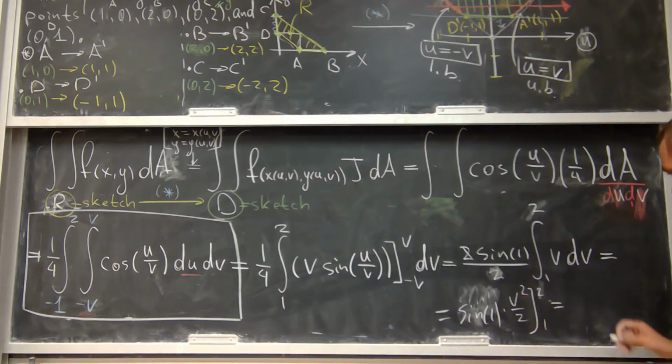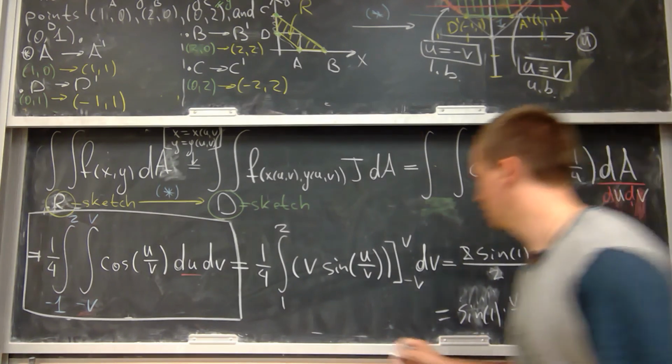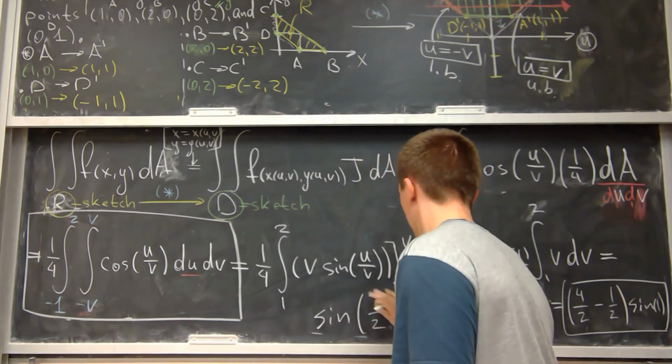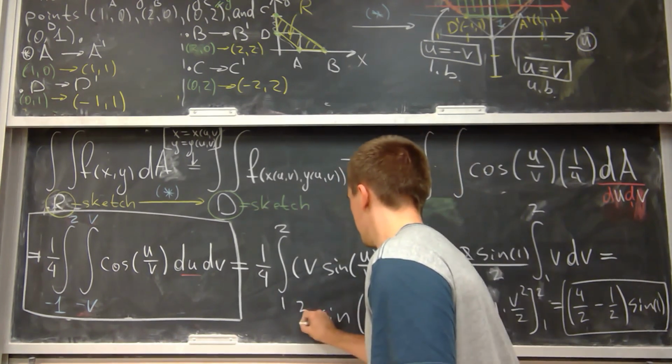Then what I'm going to have here is 4 over 2 minus 1/2, times sine 1. And then by doing this simple algebra, I'm going to have sine of 1 times 3 over 2.